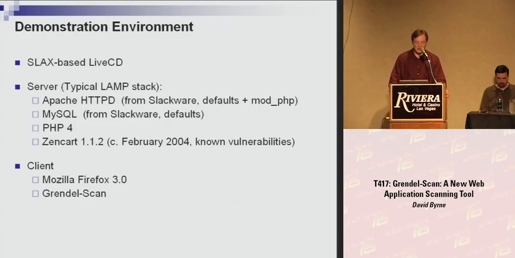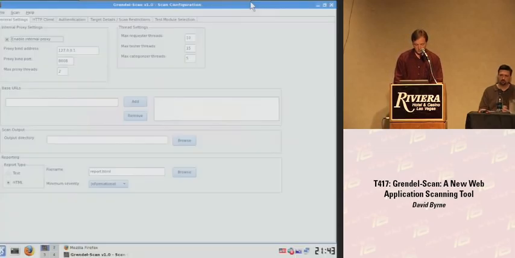So the client that we're going to be using to test the intercepting proxy, or to demonstrate it, is the Mozilla Firefox web browser 3.0. So let me go ahead and flip to my virtual machine.